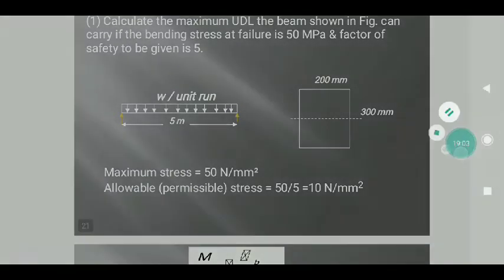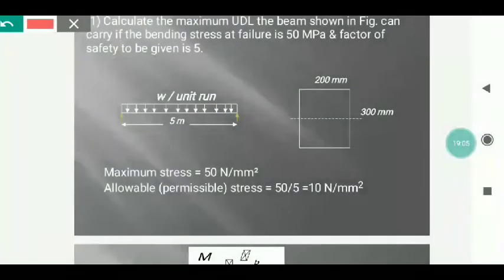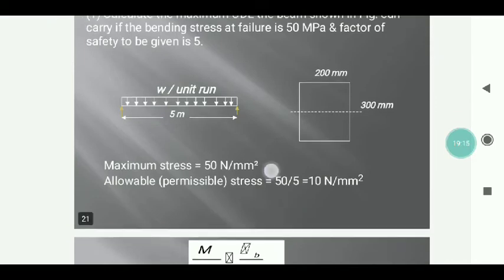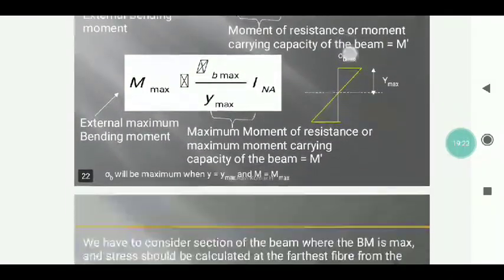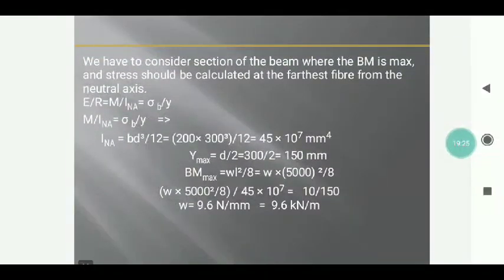So that has been used here in the problem. Hence the permissible stress by partial safety factor 5 is equal to 10 Newton per mm square. So with this regard we are going to get the equation M by I is equal to stress by y. In the same way we get M max. With that we have the equation here in this problem.